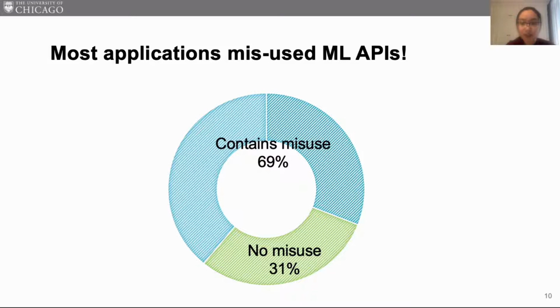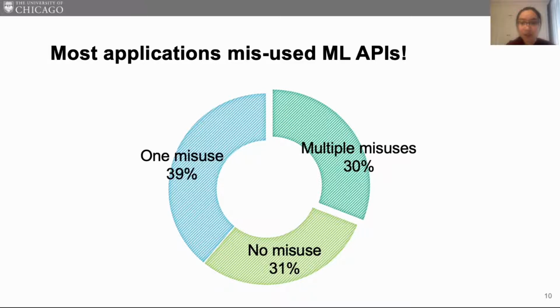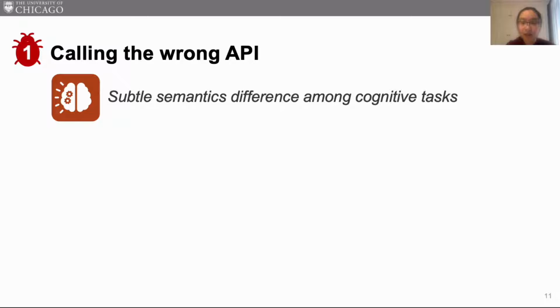69% of applications contain misuses in their latest versions, more than half of which contain more than one misuse. We have summarized 8 misuse patterns. I will introduce some of them in the following slides. The first misuse pattern is called Linderang API. It is caused by the challenge of cognitive semantics.